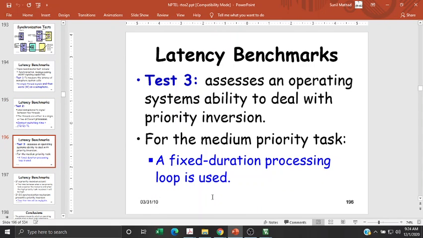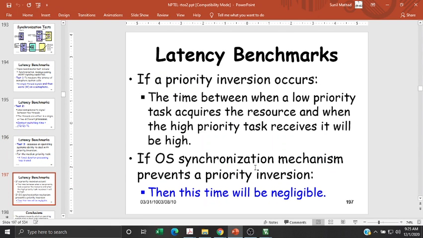It assesses the operating system's ability to deal with priority inversions, latency benchmarks. For medium priority tasks, a fixed duration processing loop is used. So it is for the testing mechanism. How do you test that particular benchmark? You are using a fixed duration processing loop. If a priority inversion occurs, the time between when a low priority task acquires a resource and when a high priority task receives it will be high.